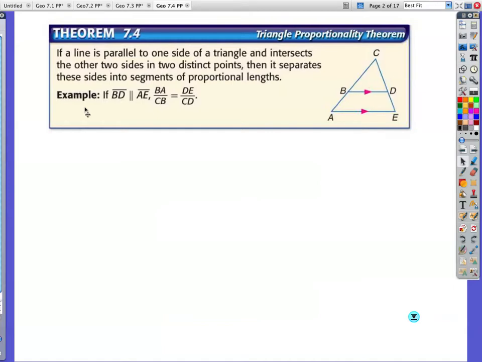Okay, so basically I've got parallel lines here, and BA is proportional to CB, so now DE has to be proportional to CD. All right, and that's how you're going to set up your proportions there. That's not the only option. You can say BA is proportional to DE, and CB is now proportional to CD. There's lots of options within that, but that's what you're looking at.